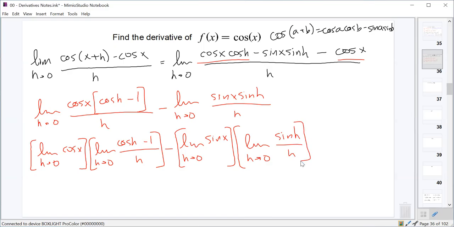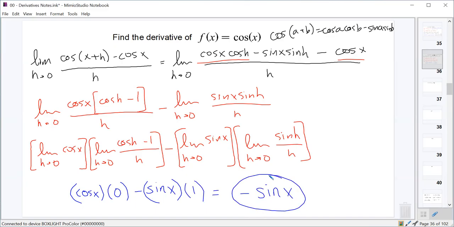And over here, as h approaches 0, cosine x is just cosine x. And as h approaches 0, cosine h minus 1 over h is a known limit that we proved in the limits unit. That's 0. And then we have minus the limit as h approaches 0 of sine x. Since there's no h in there, that is just sine x. And then as h approaches 0, sine h over h is another limit we proved in the limits unit. That's 1. And we end up with the derivative of cosine is negative sine of x.